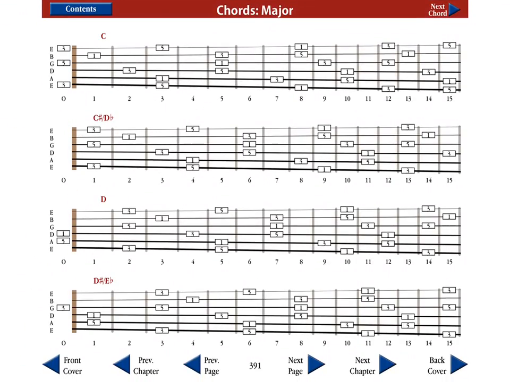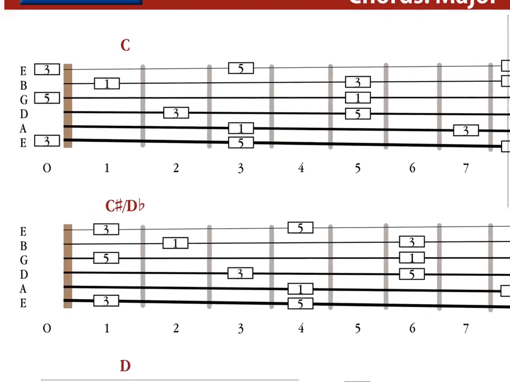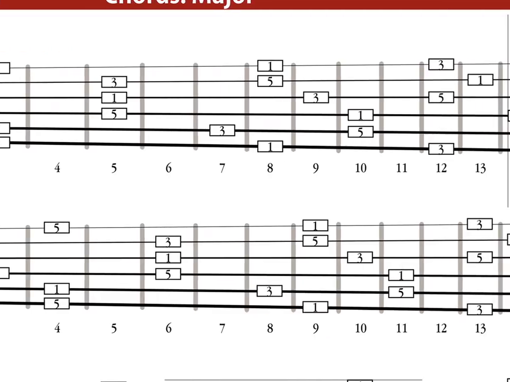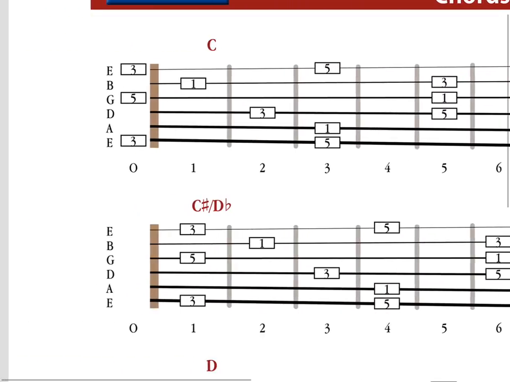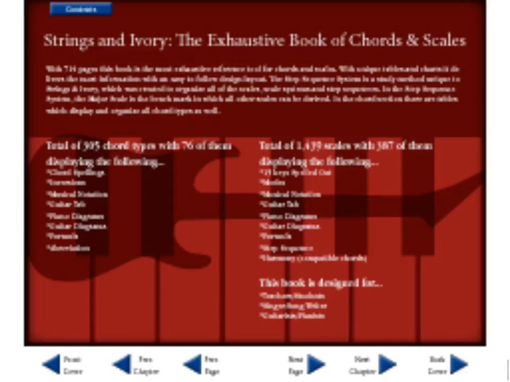And then the next 3 pages, just like the scales, show a guitar diagram up to the 15th fret with the degrees plotted all over the fretboard there. Let's go to the back cover.